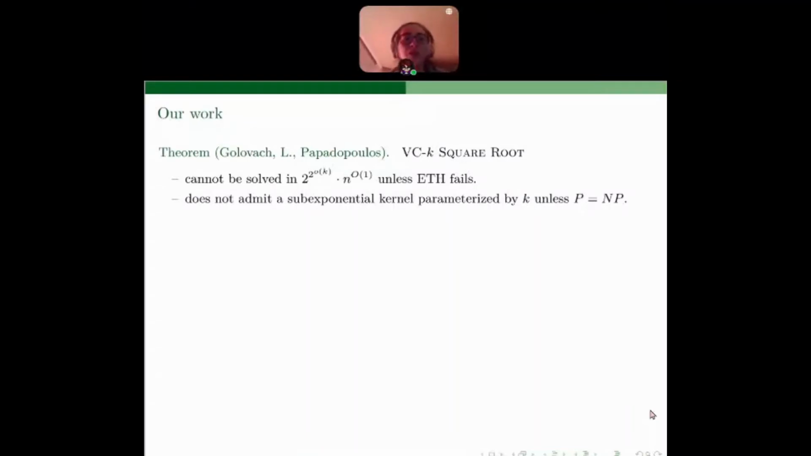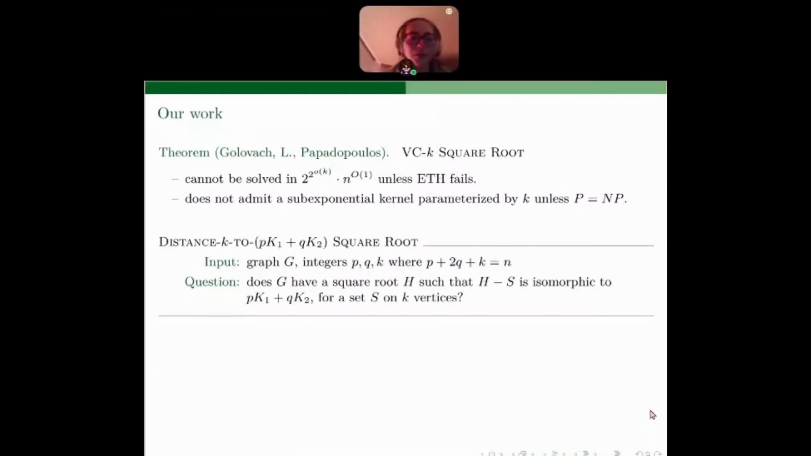So we looked then at a parameterization that slightly generalizes vertex cover, which is the distance to a graph of degree 1. We can always think of vertex cover as the distance to an independent set, because when we delete the vertex cover, we have an independent set. And we will actually look at the distance to a graph of degree 1. More specifically, we will require that when we delete k vertices of this graph, we have a disjoint union of p isolated vertices and q edges.